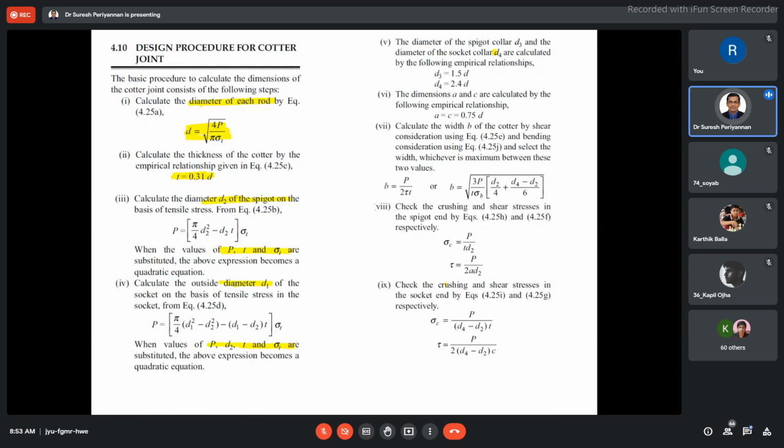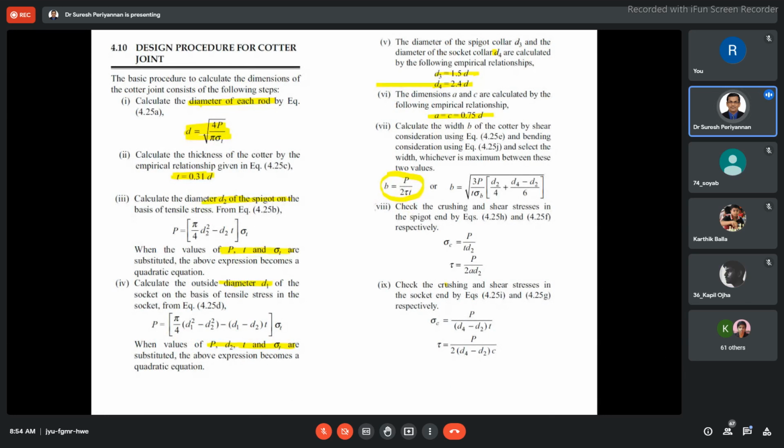Now, fifth step, we have to find the collar diameter. This is given as 1.5D, 2.45D from the table, from the design data book. The sixth step, the dimensions of A and C, we have to follow this. And the seventh step, width of the cotter. We know the shearing stress in the cotter is equal to P by 2BT. From this, B is equal to P by 2 tau T. From this relation, we are able to find out the width of the cotter.